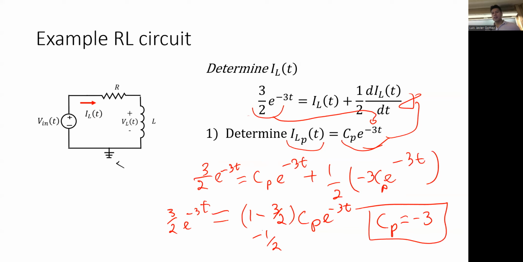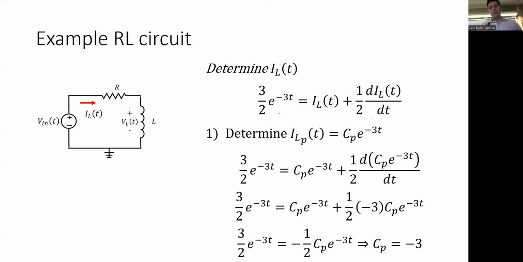Did everyone get the same thing? Okay. So now we have C_p, and so now we know our particular solution. At this point, are we done? No. Part of the problem right now is that we're not matching our initial condition, because our current at time equals zero will be 3 amps, and we had that our current at time equals zero should be 1. So now we have to determine the homogeneous solution.